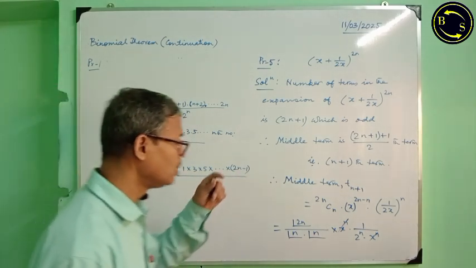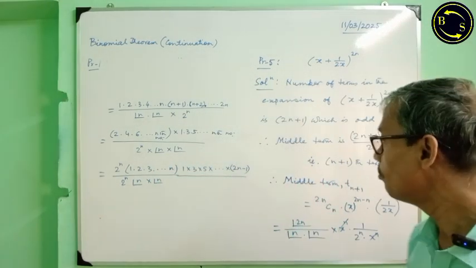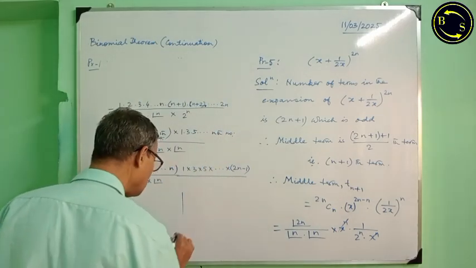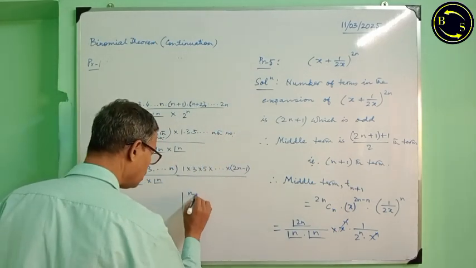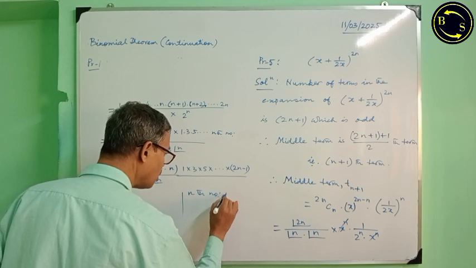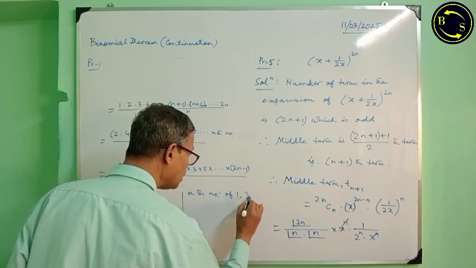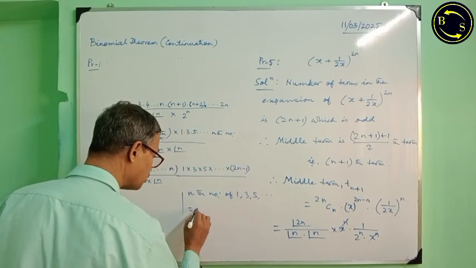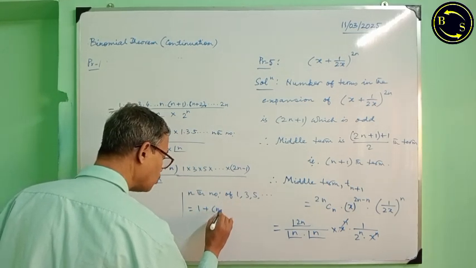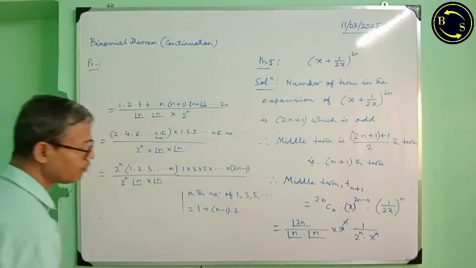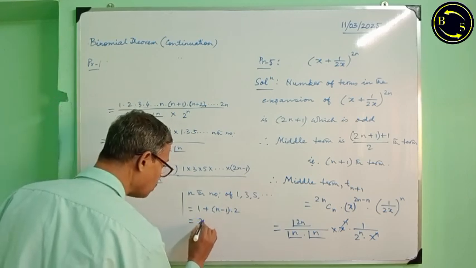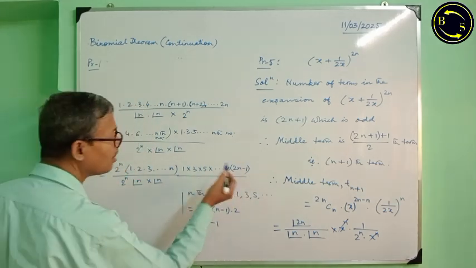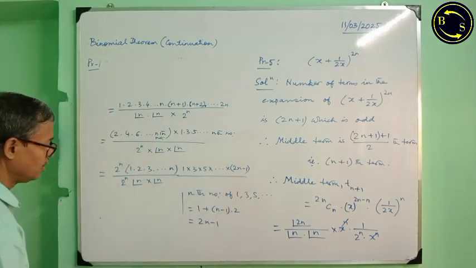Try to remember that the nth number of the series 1, 3, 5, etc. Let me make you understand. The nth number of 1, 3, 5 is equal to a plus (n minus 1) into d. You calculate that, you will get 2n minus 1. That is why I have written here the nth number is equal to 2n minus 1.